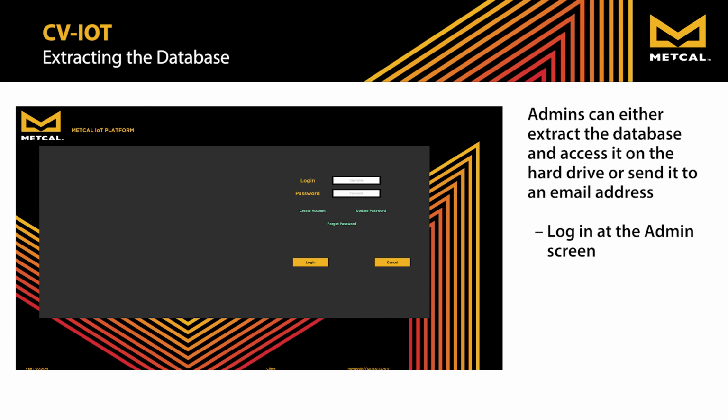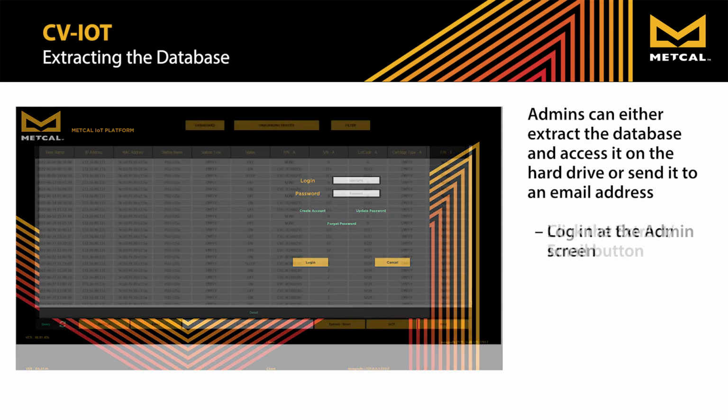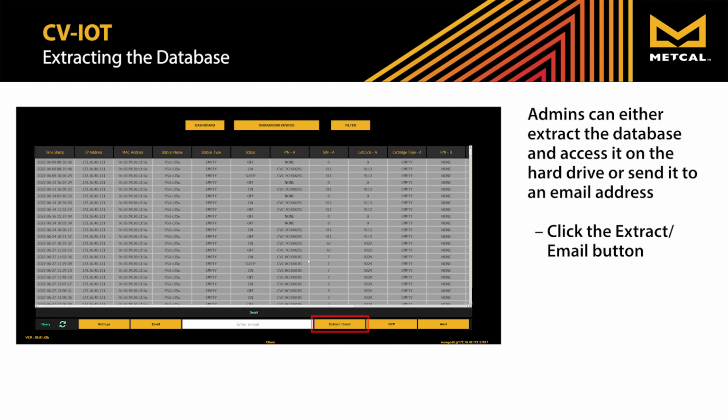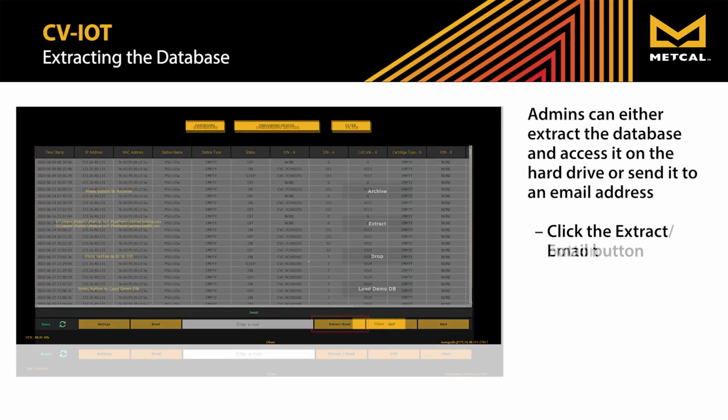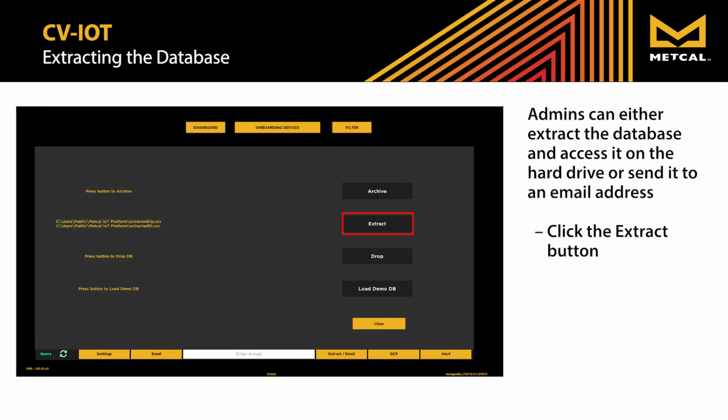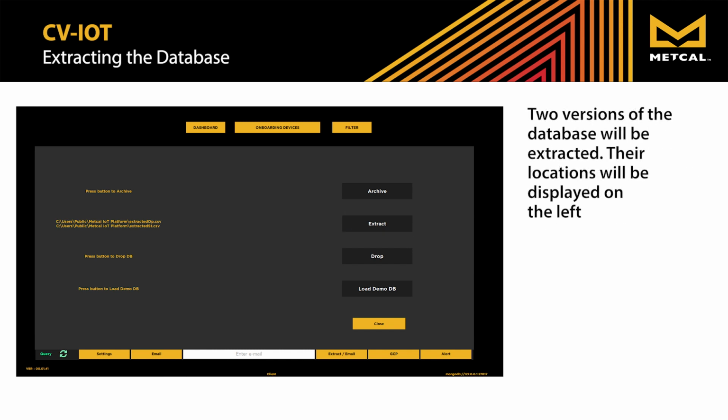Log in at the admin screen. Click the Extract/Email button. Click the Extract button. Two versions of the database will be extracted. Their locations will be displayed on the left.